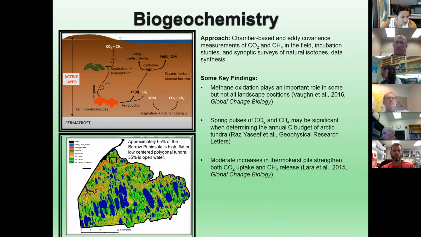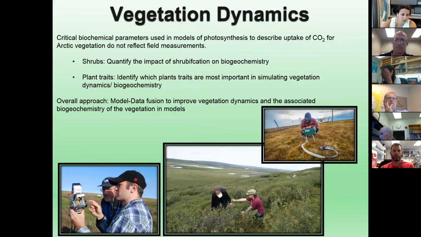And so in addition to this large component of biogeochemical measurements in the field, the NGEE project has a big modeling component as well. And some of this modeling component recently has focused on vegetation dynamics, thinking about what types of measurements we need to take in the field of the plants in order to do a better job modeling the plants in biogeochemical models, and how that may be important for accurately modeling the biogeochemistry of the region.